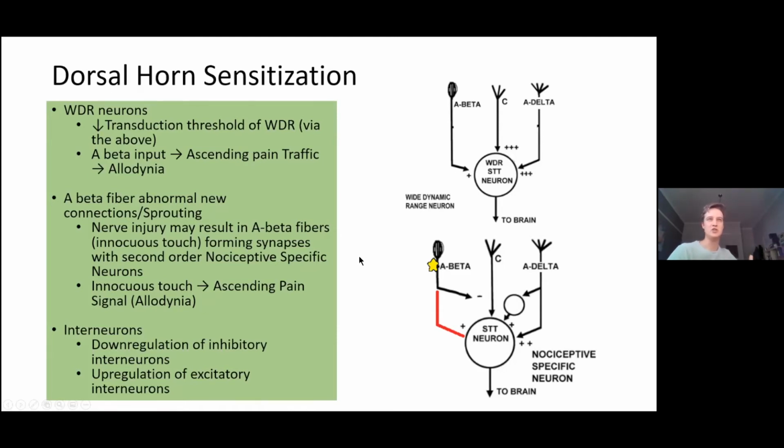In terms of the interneurons in the dorsal horn, I would leave it as simply that there tends to be a downregulation of the inhibitory interneurons and an upregulation of the excitatory interneurons. I found almost no reliable discussion on what the mechanisms underlying those processes are in all 10 of the recommended texts.